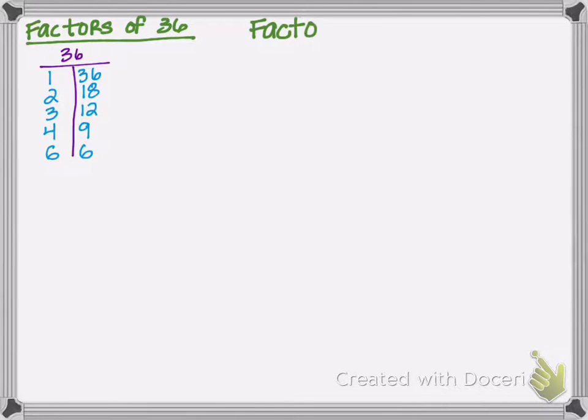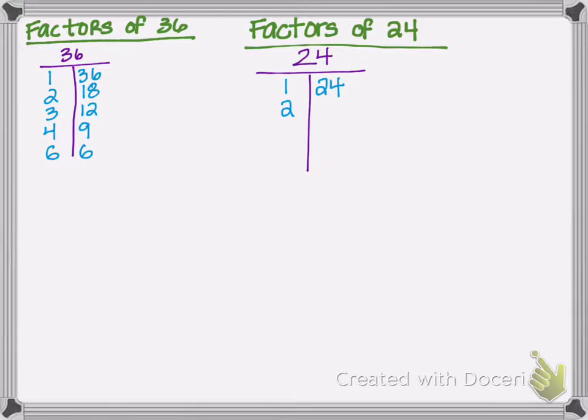Let's do the same thing for 24. Obviously, we'll start our table with 1 and 24, then 2 and 12, 3 and 8, 4 and 6. After 4, we would try 5, but 5 is not a factor of 24, so we would erase 5. We could try 6, but we've already accounted for 6, so as soon as we see that repeat, we know that we've completed our list.